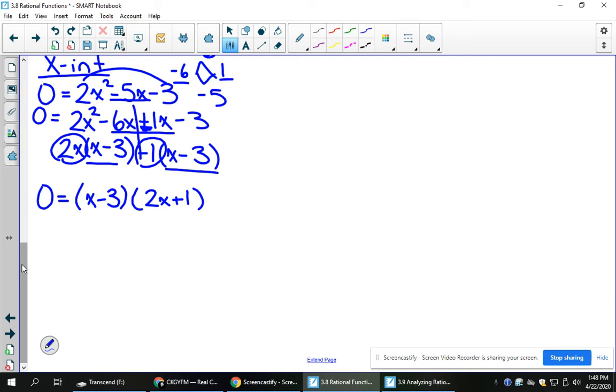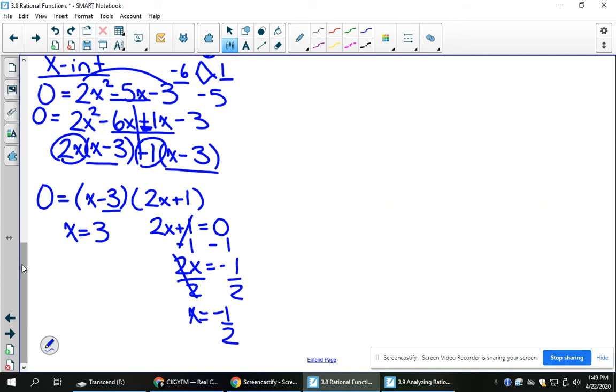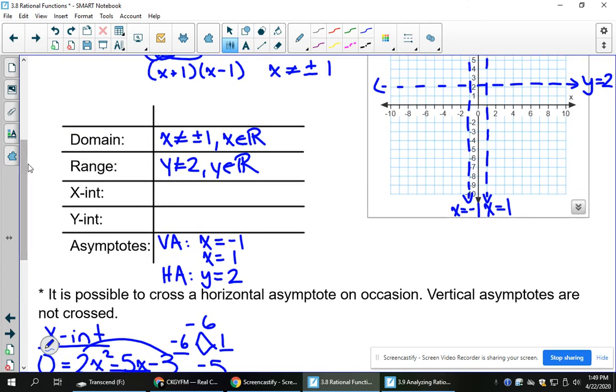Now, from quadratics, we know that these create x-intercepts at, switch the sign, x equals 3. And this one you might want to do by hand. Set it equal to 0, perform your algebraic steps, and you get another x-intercept at negative 1/2. So 3 and negative 1/2 are my x-intercepts. I can go ahead and put them on my x-axis now. And do the same thing for the y-intercept.